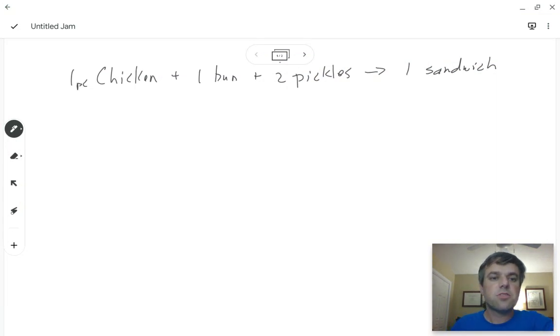Greetings, chemistry students. Today, I'm going to introduce a concept in stoichiometry called limiting reactant problems, where we're going to ultimately look at which factors limit how far a chemical reaction can proceed.